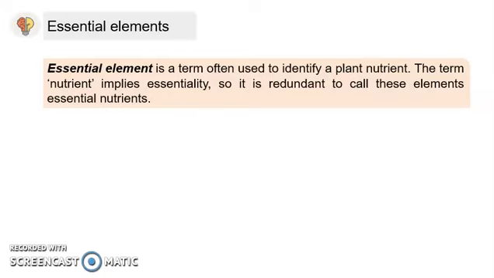First, let's be familiar with the term essential element. Essential element is a term often used to identify a plant nutrient. The term nutrient itself implies essentiality, so it is redundant if we call these elements essential nutrients. So we just have to use nutrient or essential element, not essential nutrient. So please take note of that.